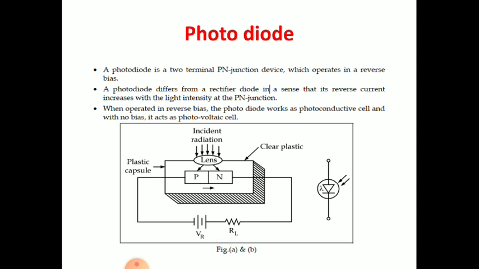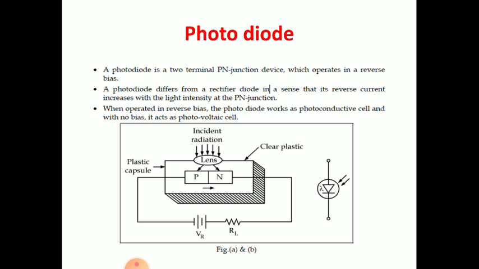Now moving on to the next special semiconductor, that is the photodiode. We know diode, but what do you mean by photodiode? Photo means light here. The photodiode is a two-terminal PN junction device which operates in reverse bias. It should be operated in reverse bias if you want the photo effect, that is the light effect.